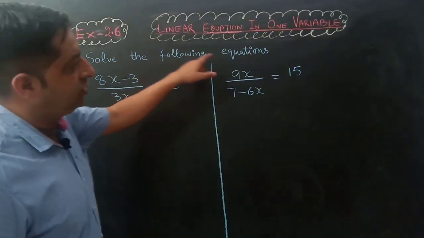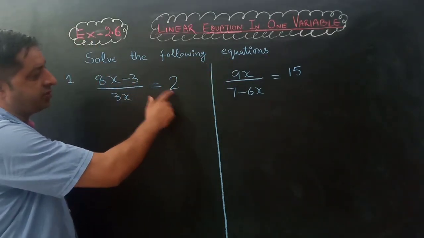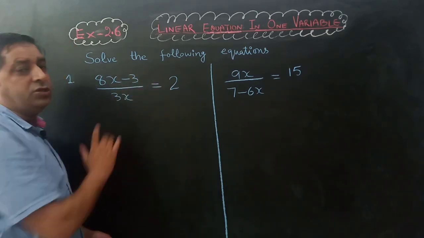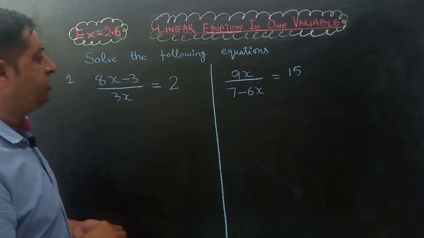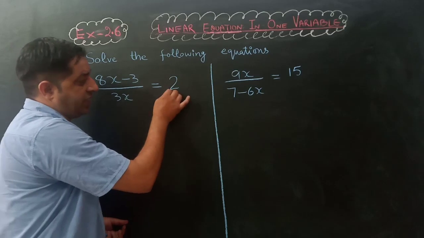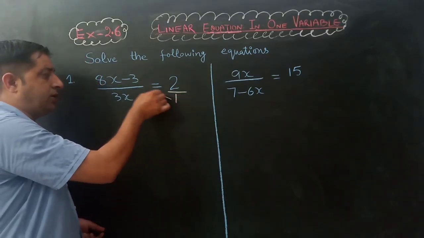Solve the following equations. The first question is (8x minus 3) upon 3x is equals to 2. If you observe carefully, this equation is not in linear form. First, we will convert it into linear form and then get the solution. First, write this 2 in rational form, write 1 in the denominator. Now cross multiply it.